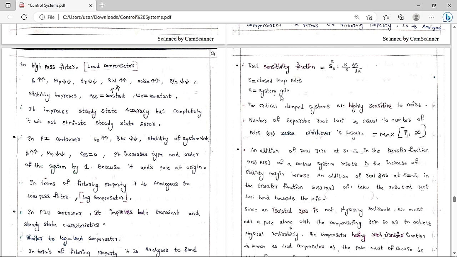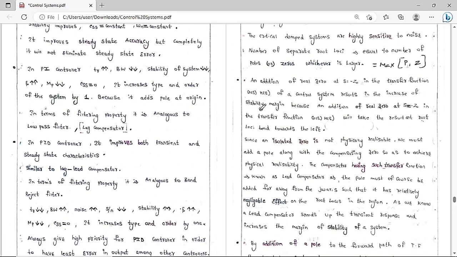The next point is that an addition of a real zero at s equal to minus z naught in the transfer function G of s H of s of the control system results in an increase of the stability margin, because an addition of a real zero at s equal to minus z naught in the transfer function G of s H of s will bend the resulting root locus towards the left of the s plane. We already discussed the meaning of this.